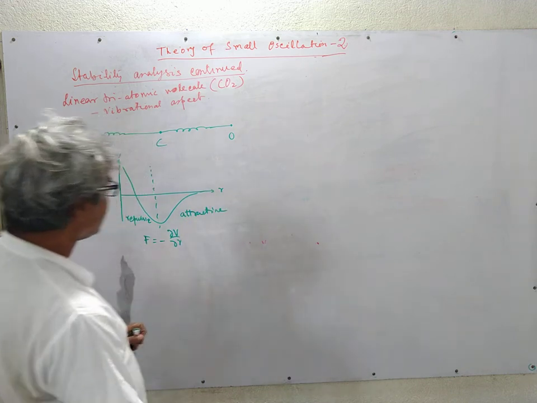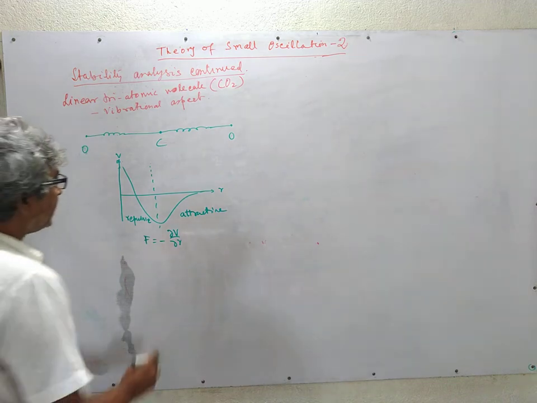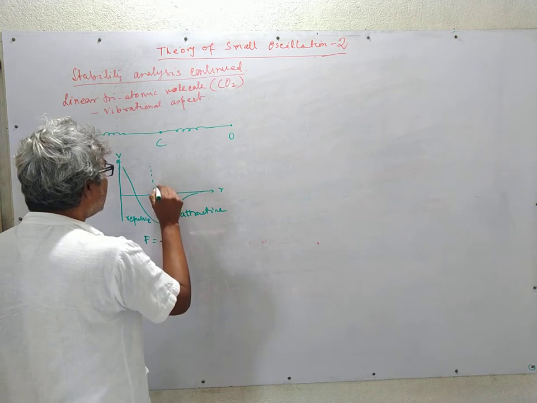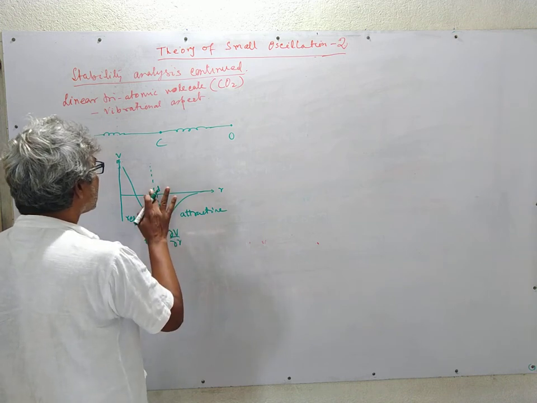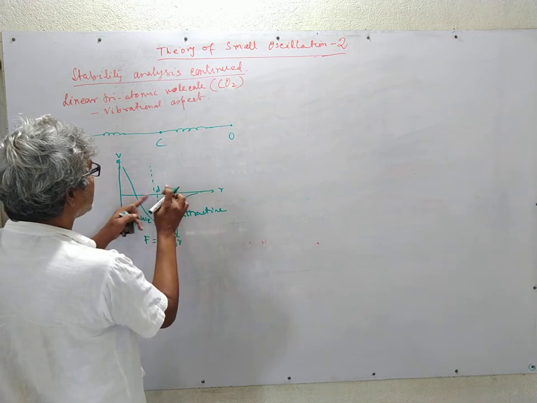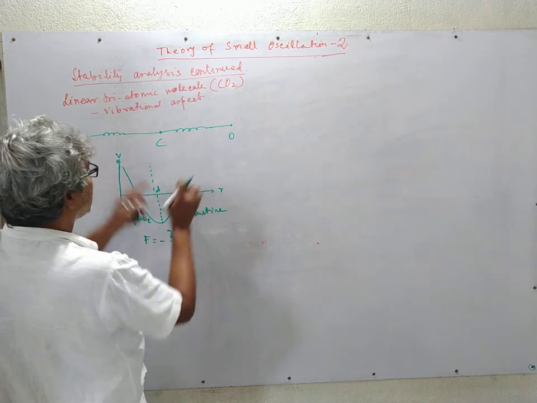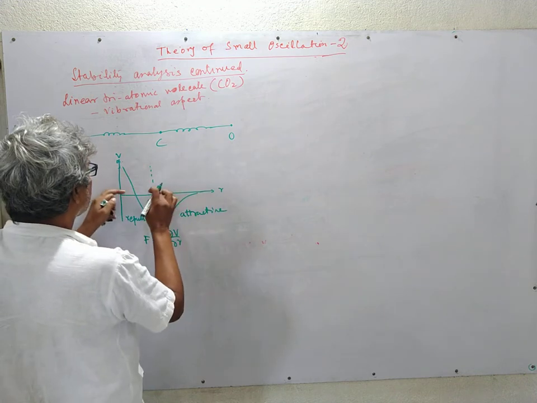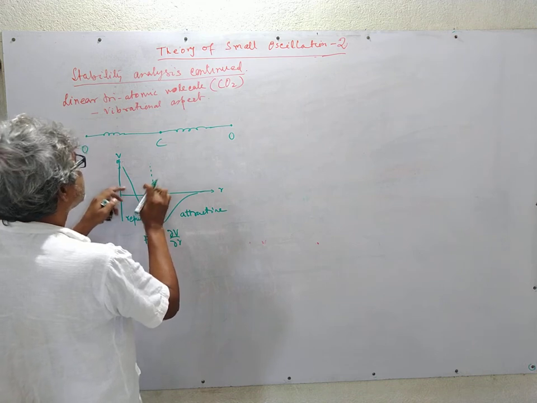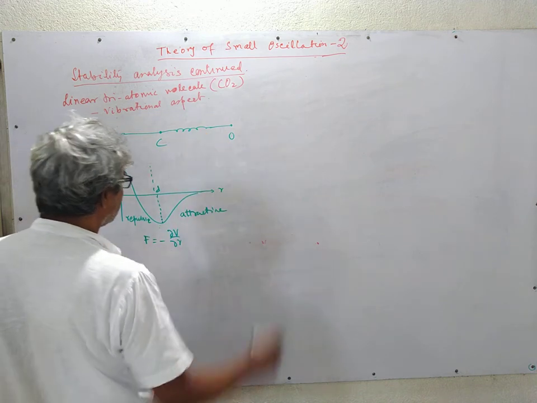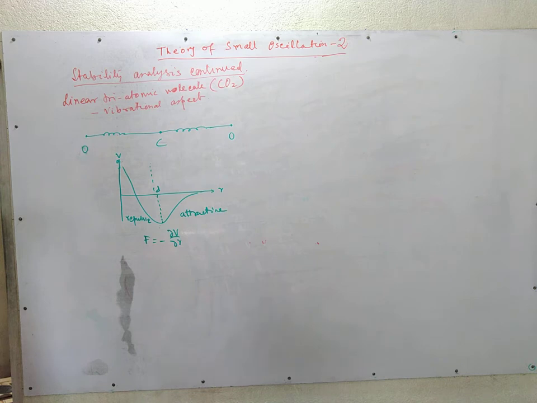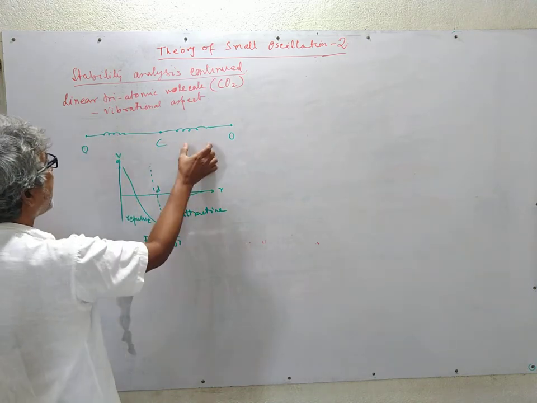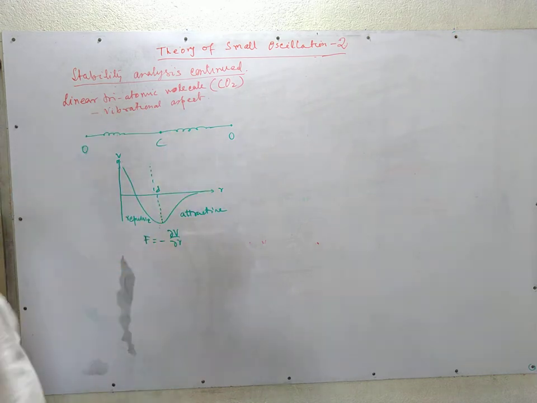Here acts an attraction. So when they are just over here, this is the equilibrium separation that we have called D. If the separation between the atoms is greater than D, then there will be a tendency that they will come closer. When they come to a separation less than D, there will be a tendency to move them apart. So in this way, each bond vibrates about its equilibrium position.